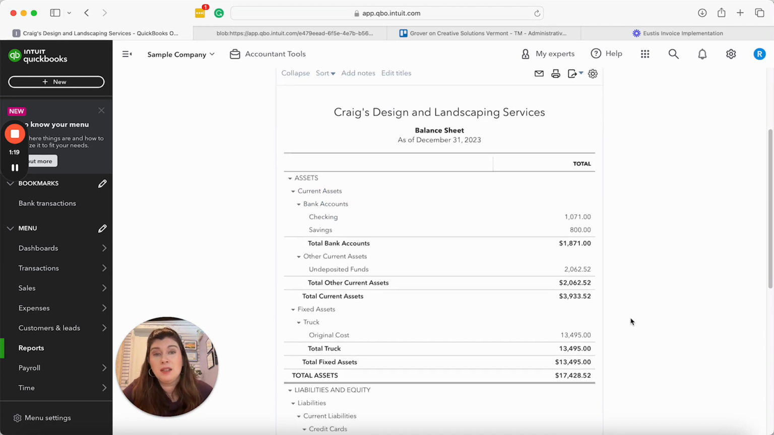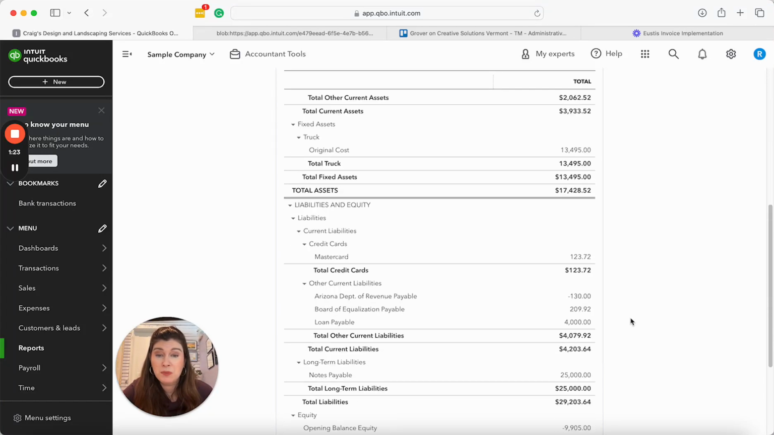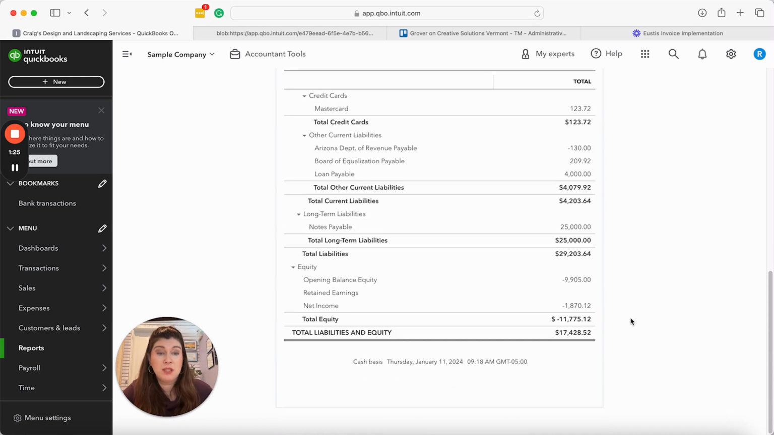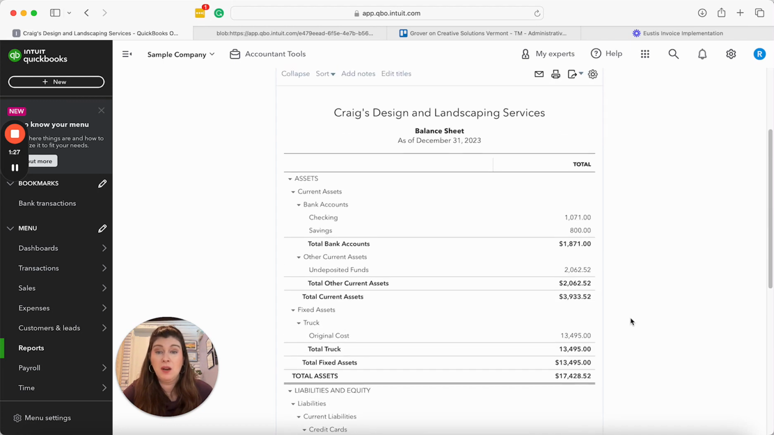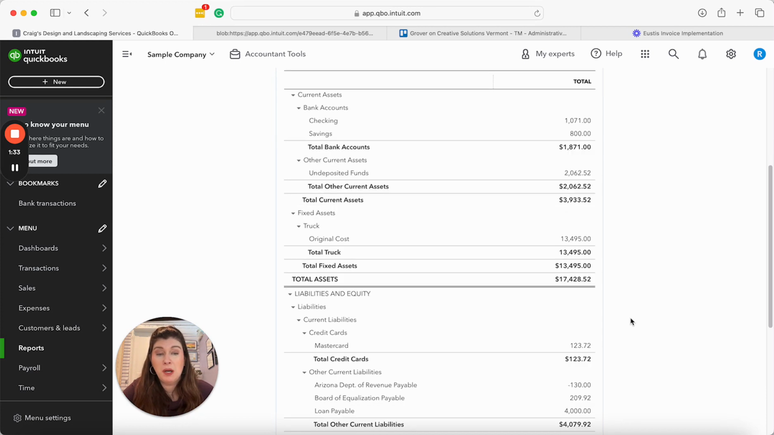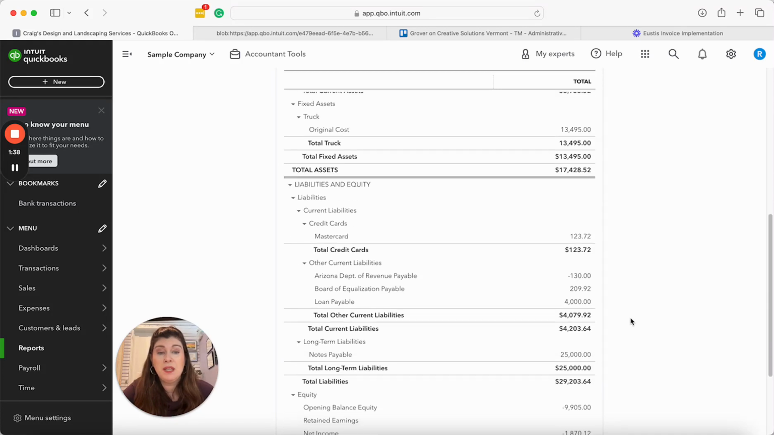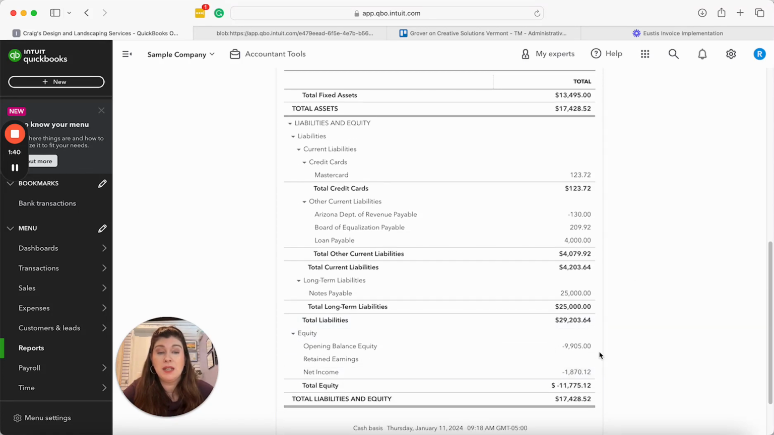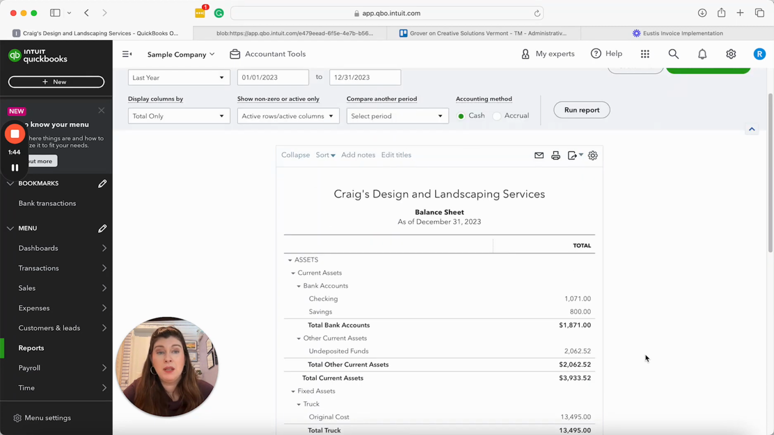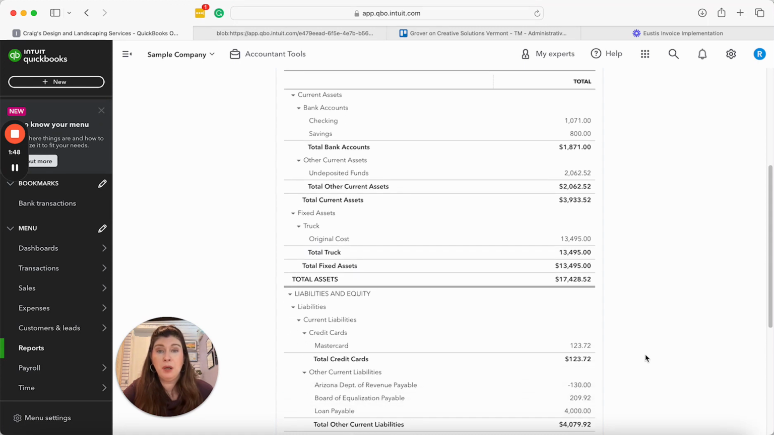So here is a very basic balance sheet. Yours will look similar. You might have more accounts, you might have fewer accounts depending on the type of business. One of the first things we want to look for on the balance sheet are positive and negative numbers. They should be positive numbers, unless you get into equity, they might not be. But one of the red flags to look for is a negative number.